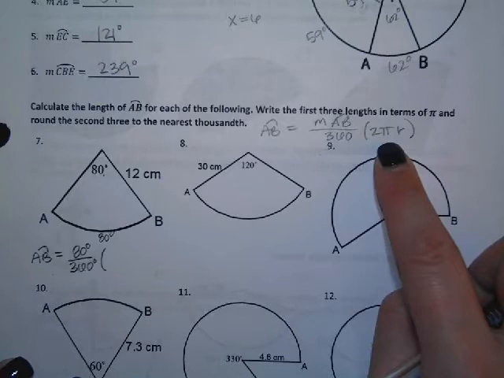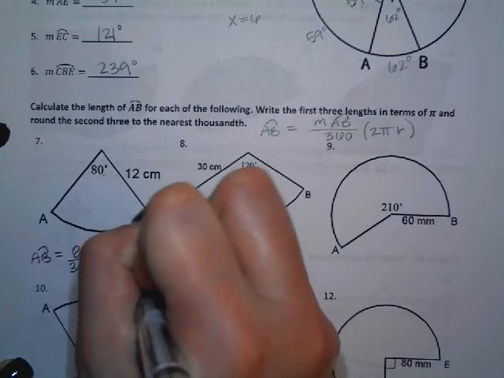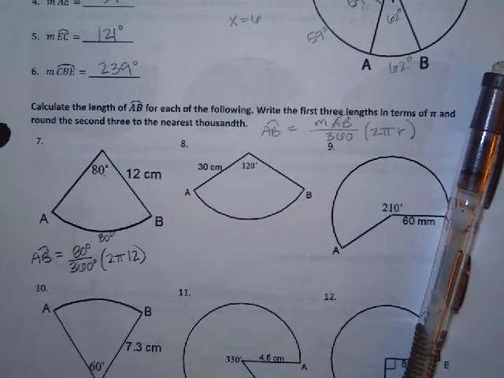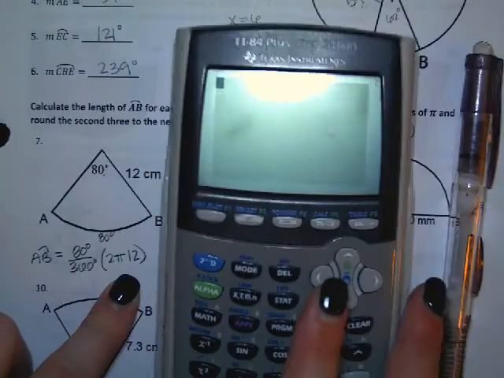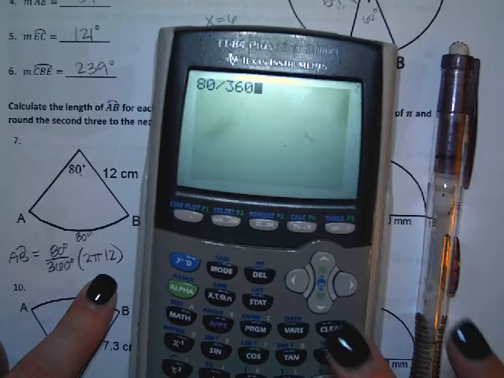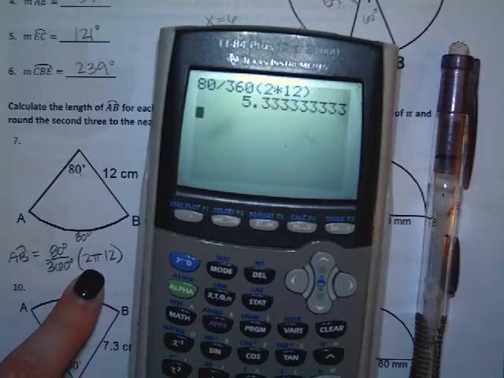The radius is 12, so what would I write? 2 pi 12. Okay. They said they want this answer in terms of pi. And when they do that, that means don't plug it in your calculator because they don't want decimals. So what I'm going to do is type 80 divided by 360 times, and instead of writing 2 times pi times 12, I'm just going to say 2 times 12. I'm going to leave the pi out.